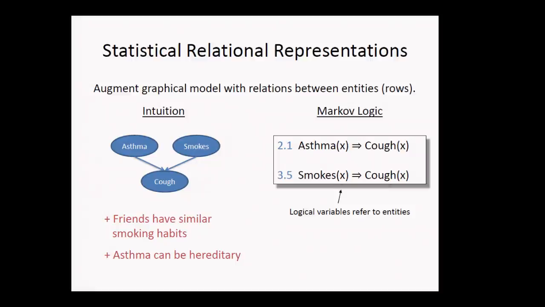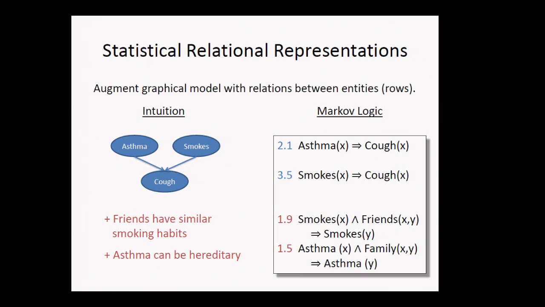What we're going to do now is introduce these logical variables that refer to the people specifically. So now you say that if a person X has asthma, then this causes this person X to have a bad cough with some probability. And again, it's just saying exactly the same thing, but now it's making explicit the people that you talk about. And now the beauty of this representation is that you can also talk about multiple people, right?